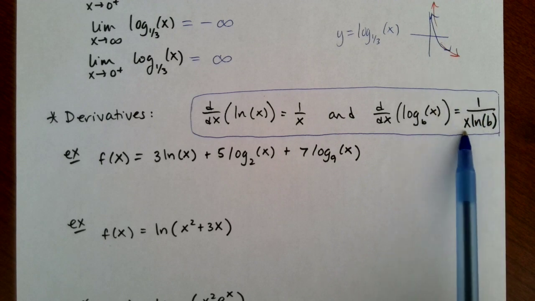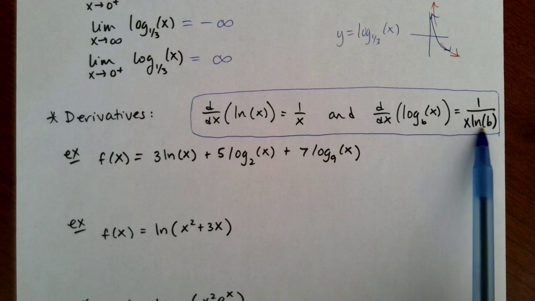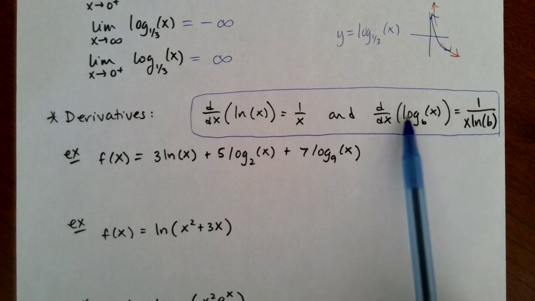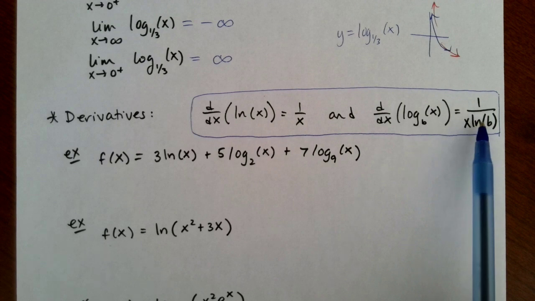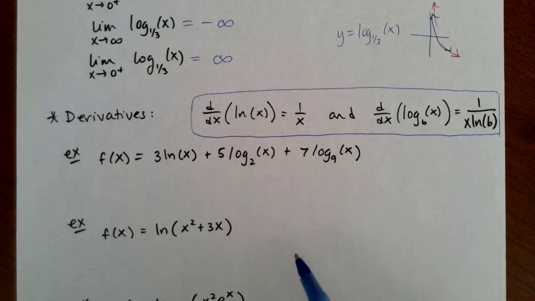Okay, so this rule says if you have the derivative of log base b of x, it'll come out to 1 over x times the natural log. So this log right here is always ln. It doesn't match that log base there.